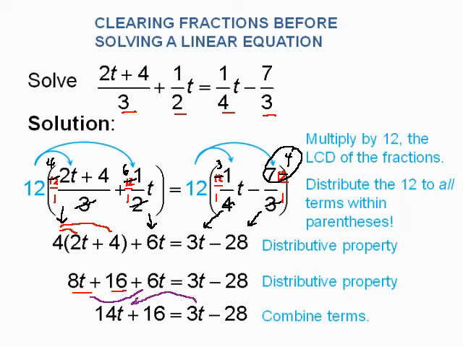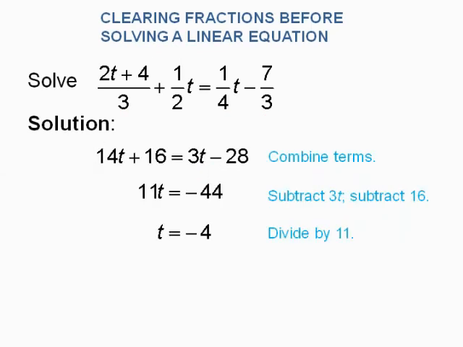Now in the next graphic here, we're going to go letters left by subtracting 3t from both sides. Numbers right, subtract 16 from both sides. So again, whatever you do to one side, do it to both sides. To undo addition, attack with subtraction. To undo subtraction, attack with addition, and so forth and so on. So what we'll be left with is 11t equals negative 44, so t will be negative 4.